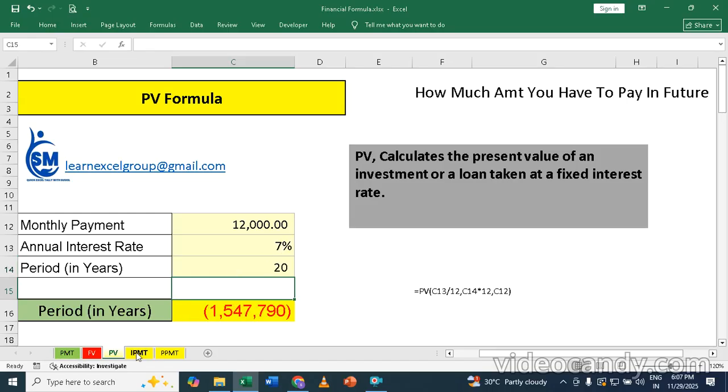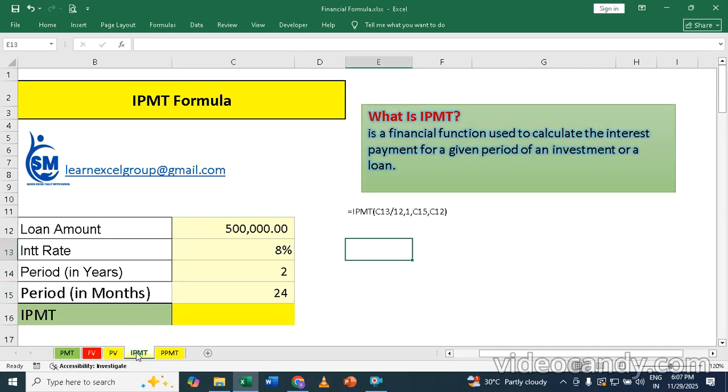My next formula is called IPMT. IPMT is nothing but interest. That is a financial function which is used to calculate the interest payment for an investment or a loan. According to this condition, my loan amount is 5 lakhs, interest is 8%, period is for 2 years. Month is 24 months, because I've written here 2 years, I've written 24 actually. If I write 3 years, then it will be 36 like that. If I write 4, it means 48, that is for 4 years.